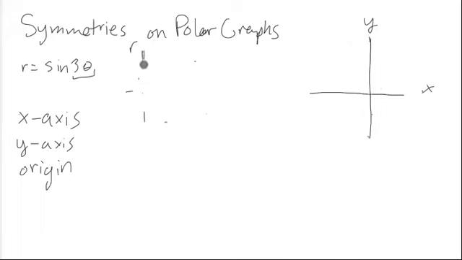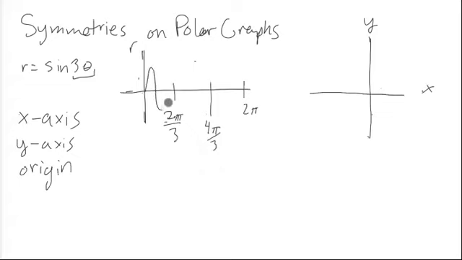So when we graph sine of 3 theta, a period of 2 pi is split into 3 parts, going 3 times as fast through it. So 2 pi thirds, and then we have 4 pi thirds. And we have a whole period here, a whole period here, a whole period here.